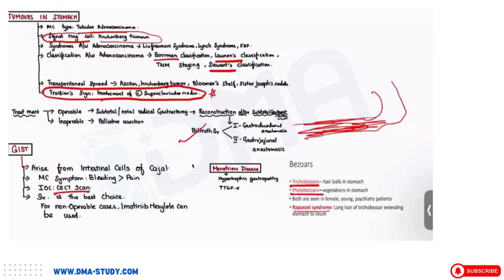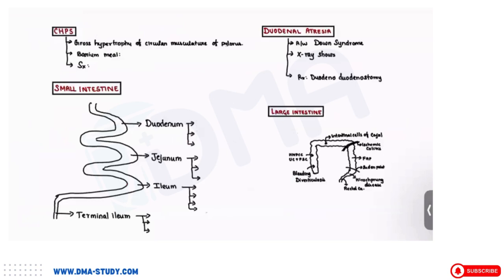Okay, these are all kind of low yield people. That's why I'm going fast. Don't worry about that. I'm not rushing because of time, I'm rushing because it is not very important. Only the signet ring cells, Krukenberg tumor, Troisier sign, involvement of the left supraclavicular node is there. And for gastric cancer, the investigation of choice is CECT.